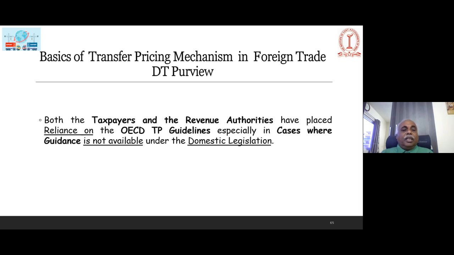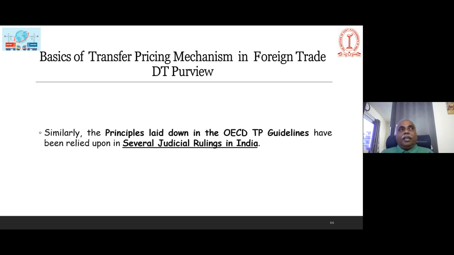TP guidelines, especially in cases where guidance is not available under the domestic legislation, particularly with regard to disputes. In case of legal issues where guidance is not available, wherever guidance is not available, we will follow that one only. Similarly, principles laid down in the OECD TP guidelines have been relied upon in several judicial rulings in India.